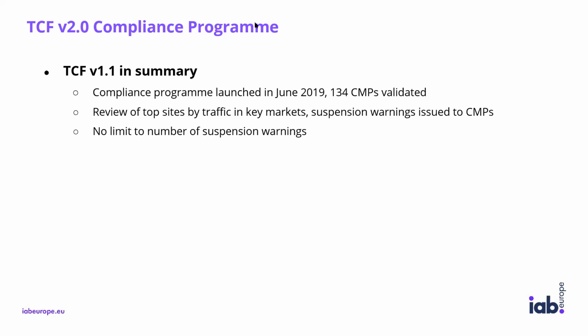As part of the version 1 compliance process, we also reviewed top sites by traffic in key markets. Where we found breaches of the TCF policies, we issued suspension warnings to CMPs in those cases. It's worth pointing out that in TCF version 1, there was no limit to the number of suspension warnings for a CMP. We'd issue a warning, we'd give 14 days to fix the issues, and providing the issues were fixed in that period, there would be no further action. All right, if we move to the next slide, let's have a look at the process for TCF version 2.